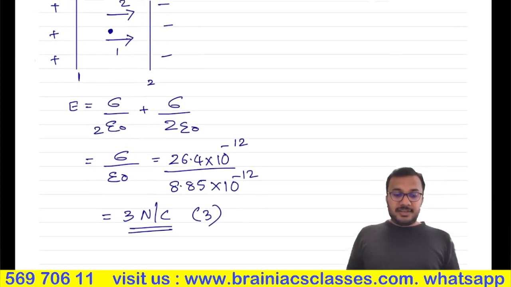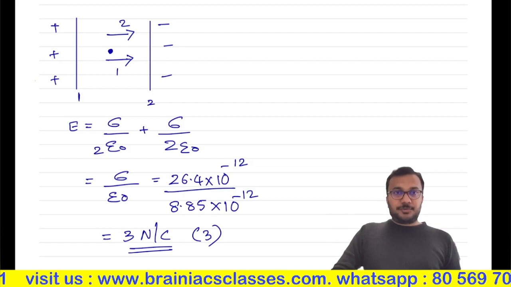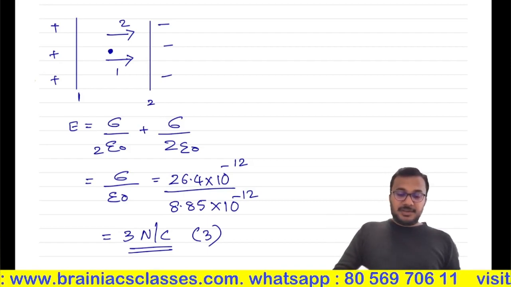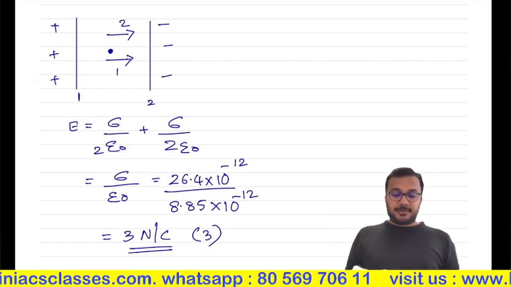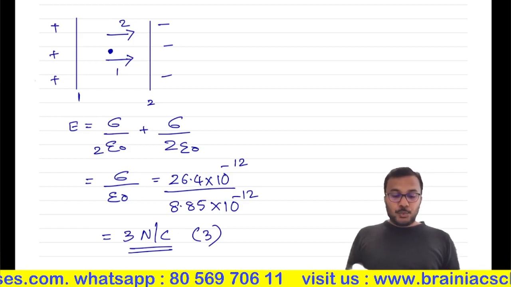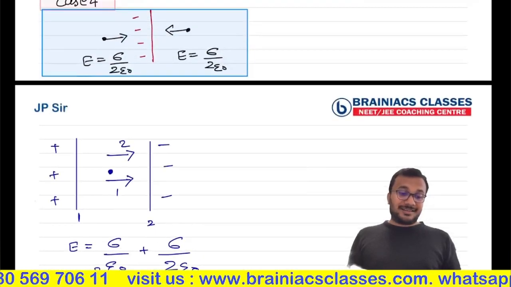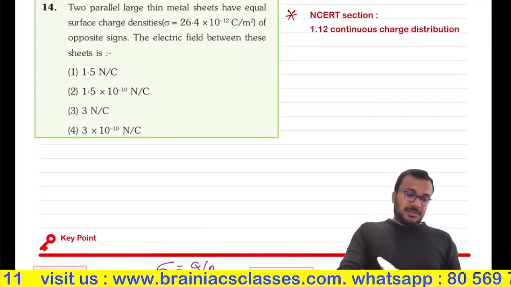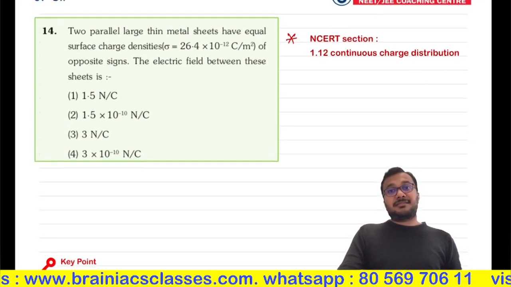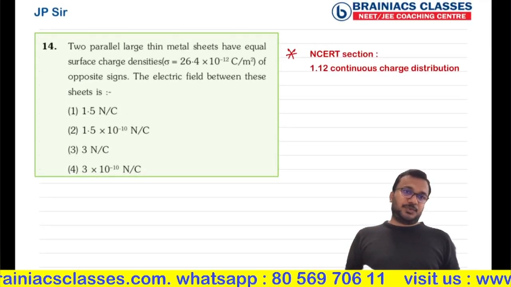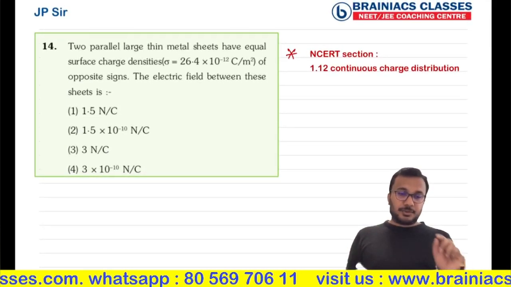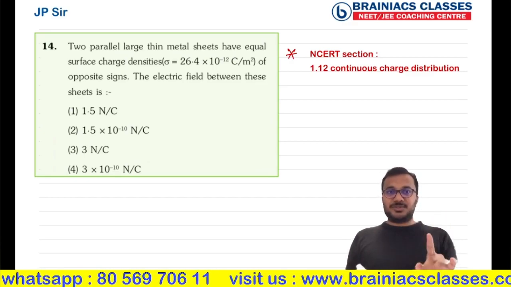Sigma value is already given in the question, 26.4 into 10 power minus 12 divided by 8.85 into 10 power minus 12. So 3 Newton per Coulomb. 3 Newton per Coulomb is the correct answer for this question. So option number 3 is the right answer. Question number 14, answer is 3 Newton per Coulomb.